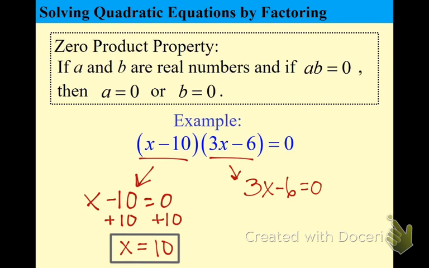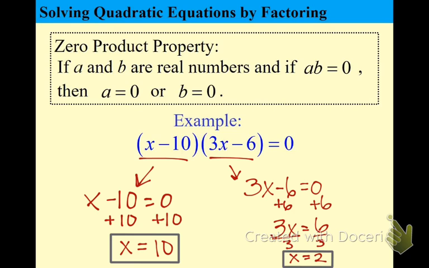The second, you have 3x minus 6 equals 0. What is the first thing I need to do to solve for x? Add 6. Then you have 3x equals 6. What can I do next? Divide by 3. So x equals 2. You can always check by plugging them back in. If you plugged in 10, you'd have 10 minus 10, which is 0. 0 times anything, 0. If you plugged in 2 in the second parentheses, 3 times 2 is 6, minus 6 is 0. And 0 times anything, still 0.